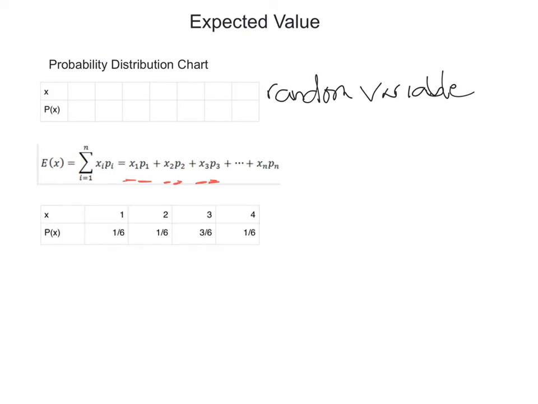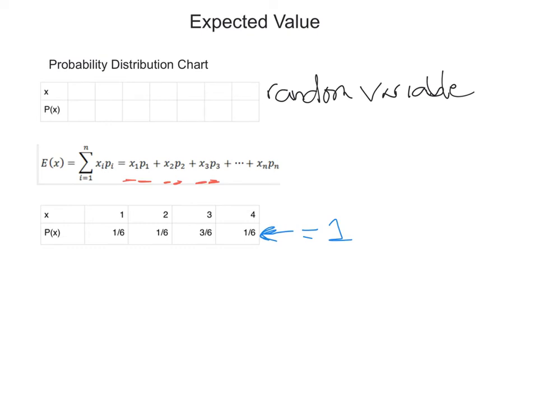Here is a probability distribution chart that I have just made up out of my head. We have our x values being 1, 2, 3, and 4, and we have the probabilities for each of them listed below. Notice something important. When you add up all of the probabilities, 1/6 plus 1/6 plus 3/6 plus 1/6, the sum of all of those equals 1 or 100%, which they have to. If they don't equal 100%, then your probabilities are wrong. And the reason for this is because total probability is 100%, and that gets divided up between all the possible events within your problem.